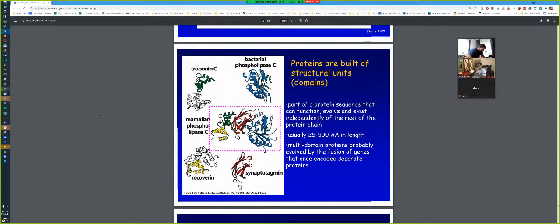So I would summarize this by saying domains have independent functions and shapes.